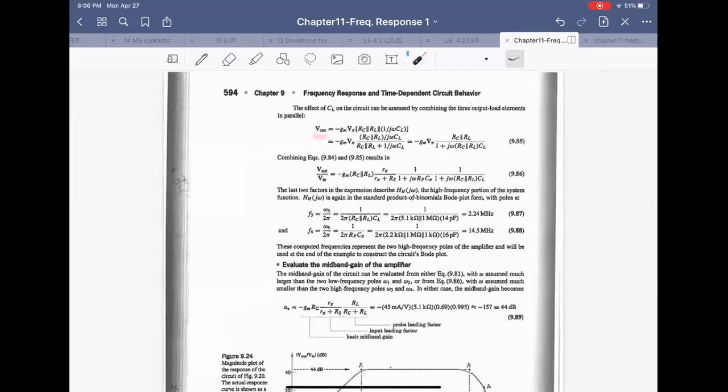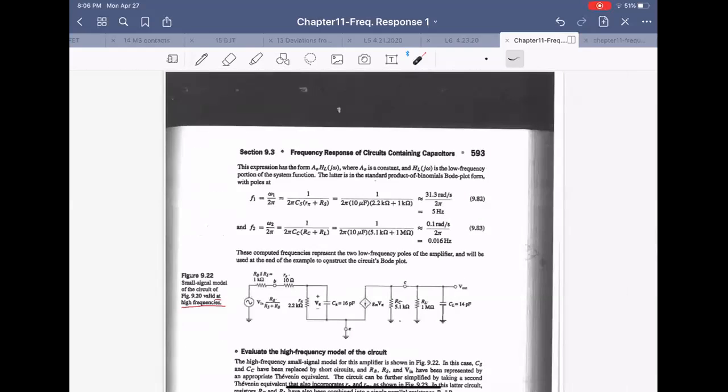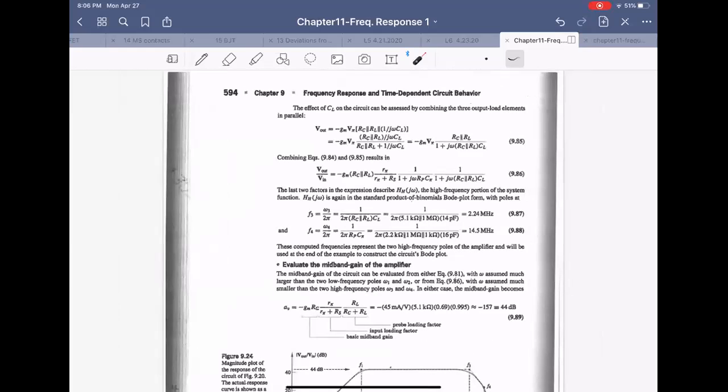So V out is this current times all this impedance, right? All the RC, RL, impedance of CL, they are all in parallel, minus V pi, all parallel like that. So we can have it like this. Now we can have V out over V in, the voltage gain, given by this expression.